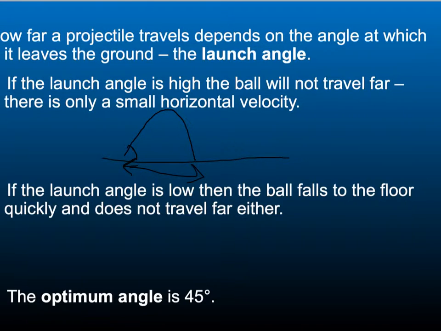If the launch angle is low, the ball will fall back to the ground in less time. So if we draw on our ground and we have a very low launch angle, the ball won't travel very far either. The optimum angle, or the greatest range, is achieved when the angle is 45 degrees. So if you want your projectile to go as far as it possibly can, it needs a launch angle of 45 degrees.